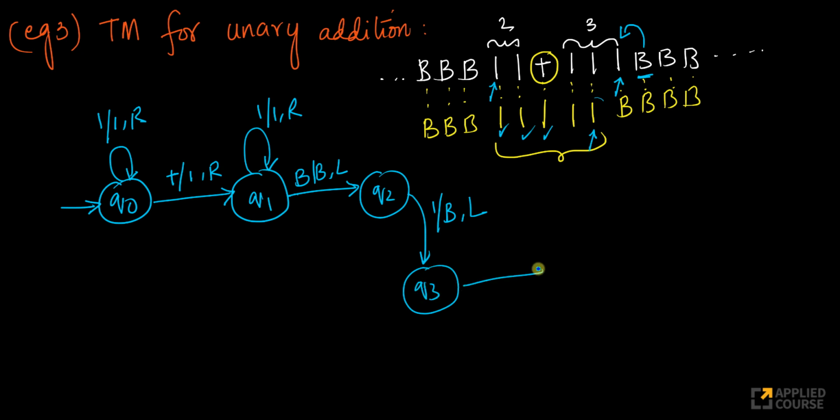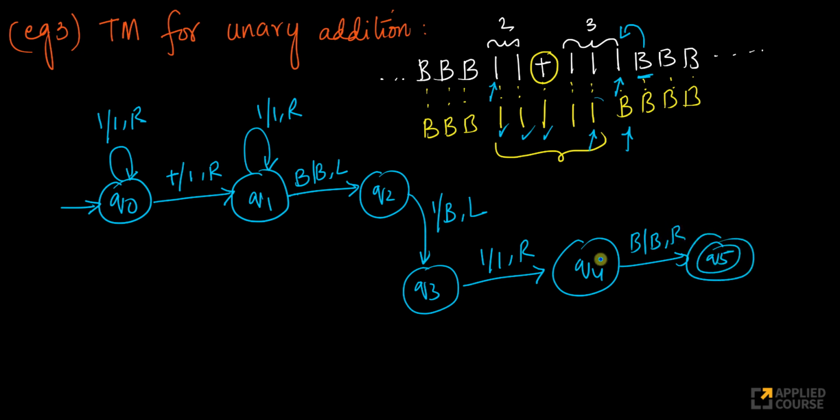I'll say if my current input is 1, keep it as is and keep moving right. Now here, what will I say? If my current input is blank, keep the blank as is, move right and just accept it. That's it. Look at all the steps that I'm doing here.